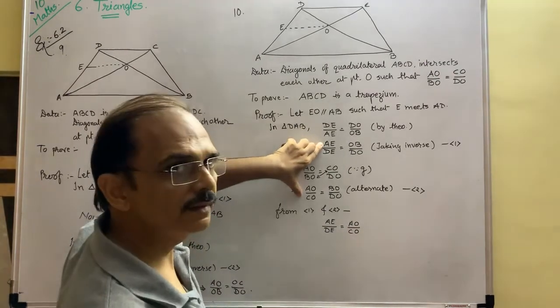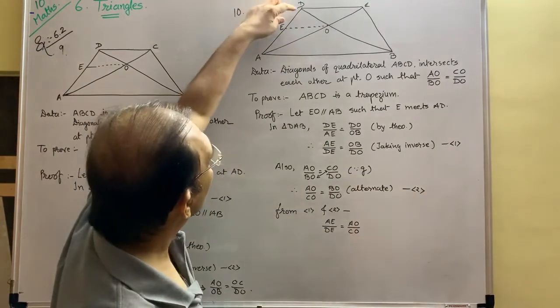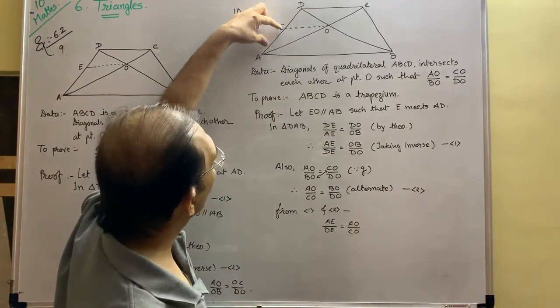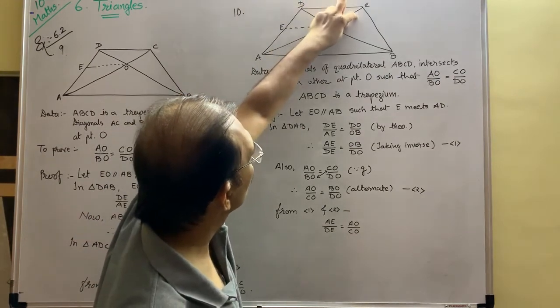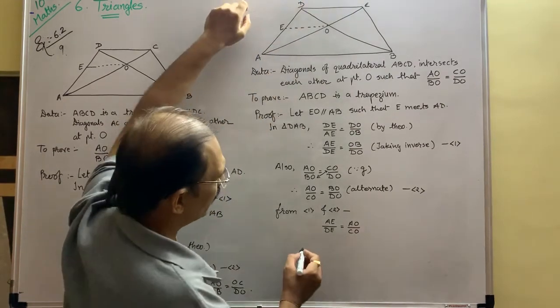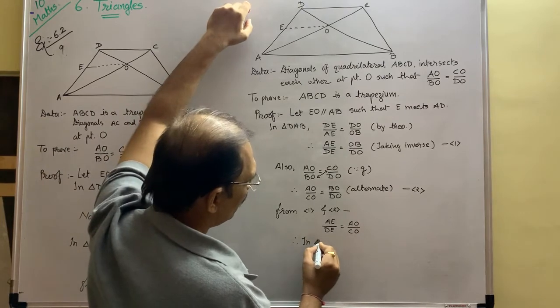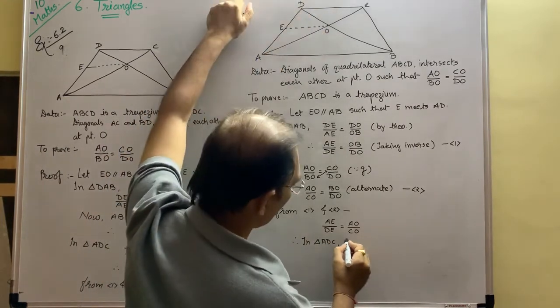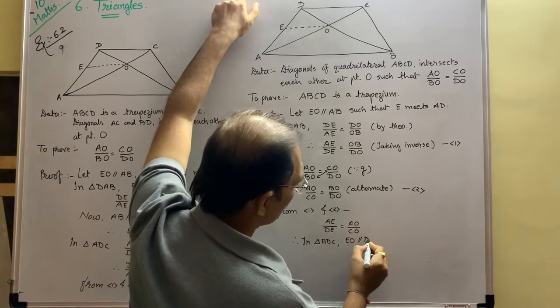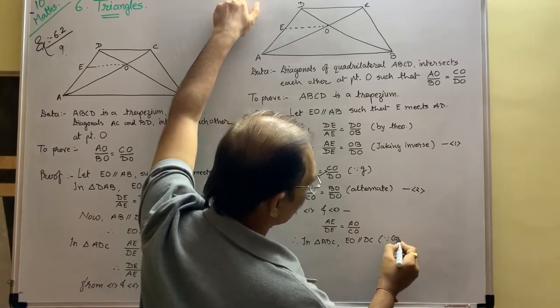Okay, check this in the diagram. AE upon DE equals AO upon CO. So in triangle ADC, EO is parallel to DC, according to the converse of Thales theorem.